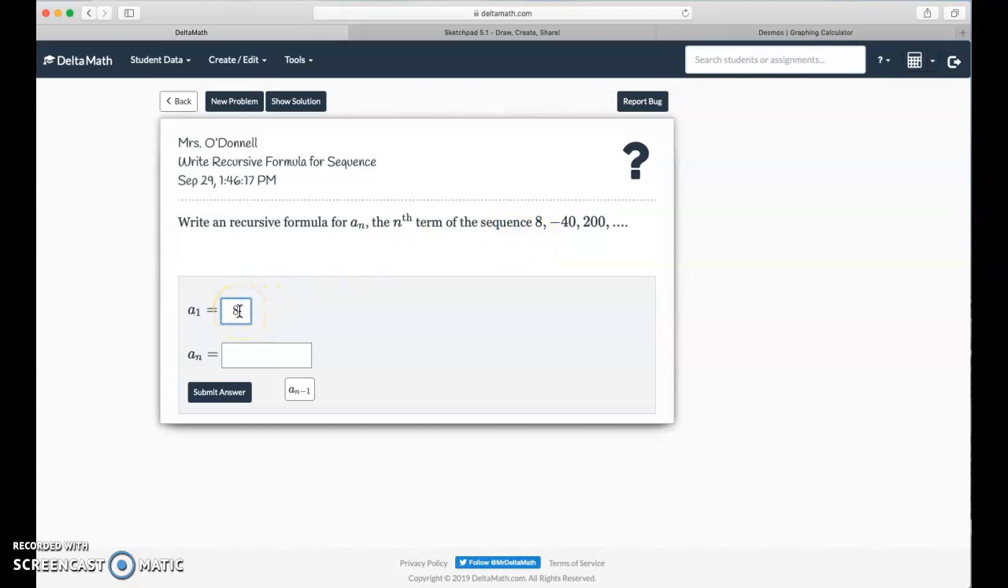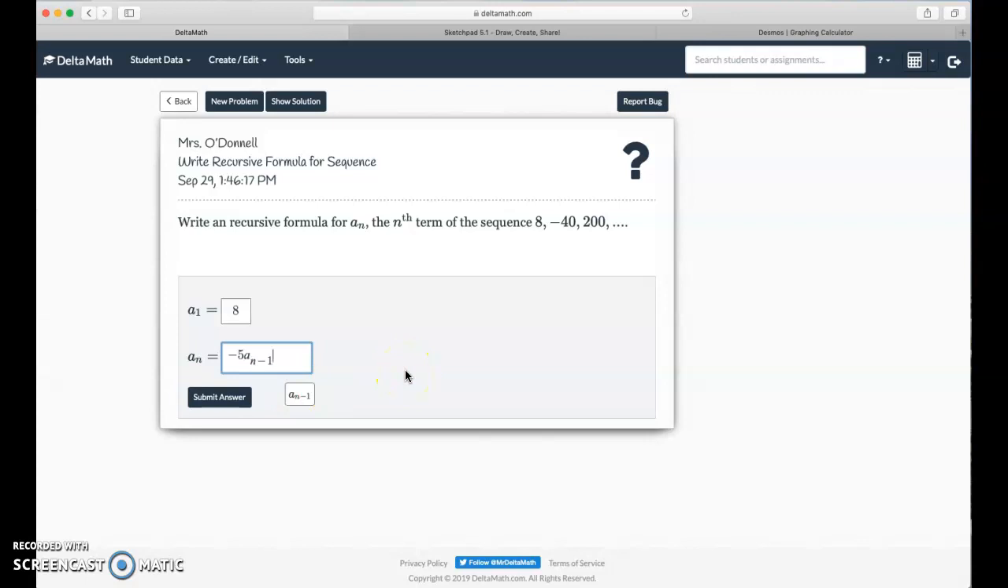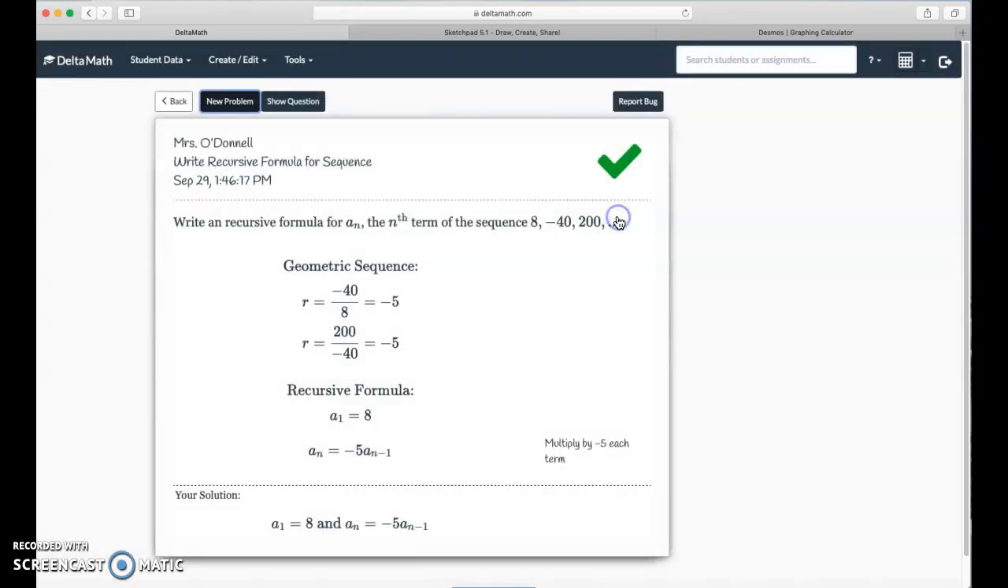And then the next part, you have to figure out, okay, is it geometric or arithmetic, right? So we have to figure out, what am I doing to 8 to get to negative 40? And it looks like we're multiplying by negative 5. So we'll type in negative 5 times a sub n minus 1. And we're doing the same thing to negative 40 to get 200. So that's it. That's our whole formula. Click submit, and yes. Cool.